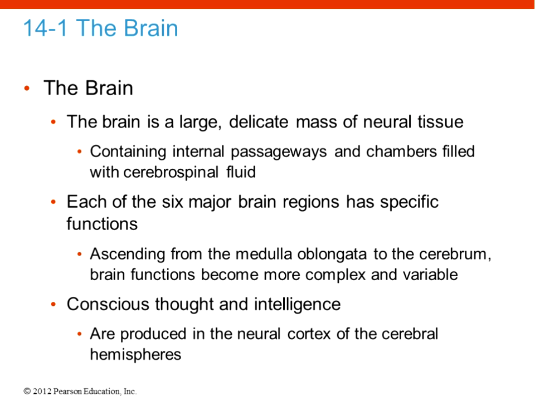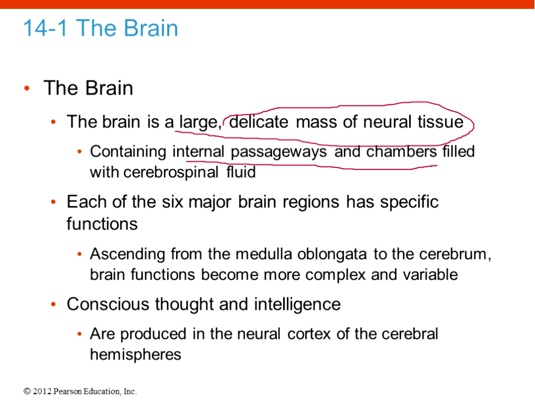So, to sum up, the brain is a very large but very delicate mass of neural tissue that needs to be protected and isolated. It contains internal passageways and chambers filled with CSF, and each of these regions has specific functions. As we go from the medulla and work our way up to the very top of the cerebrum, things are going to become more complex.